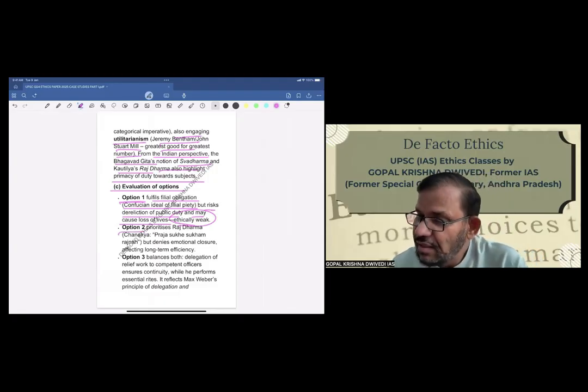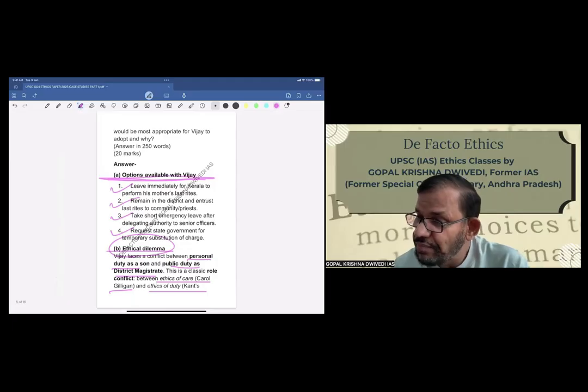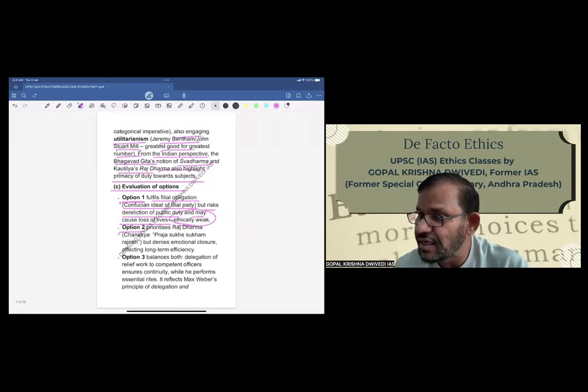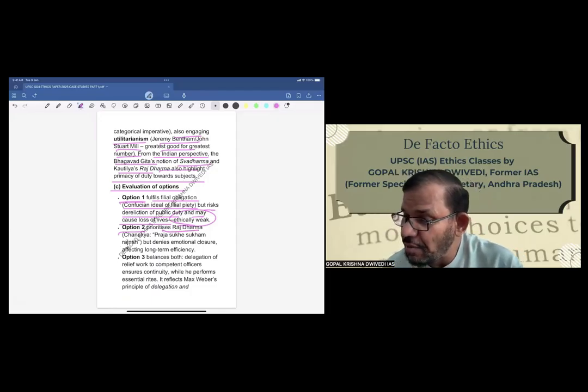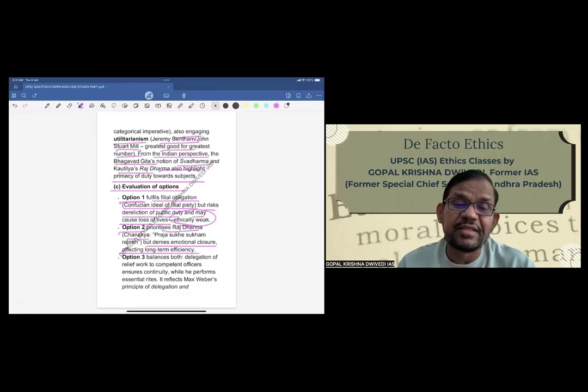Second, what is the second option we have noted? Remain in the district and entrust last rites to community priests. What are the second option's pros and cons? Prioritizes Raj Dharma of Chanakya, that is Praja Sukhe Sukham, but denies emotional closure, affecting long-term efficiency. So this is also not a very appropriate option as far as pros and cons are concerned.